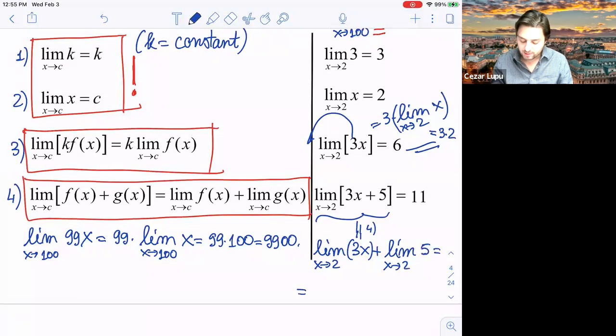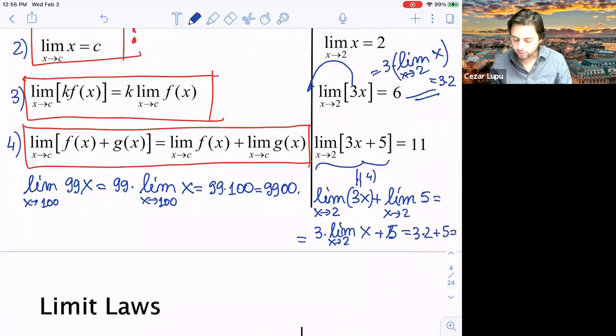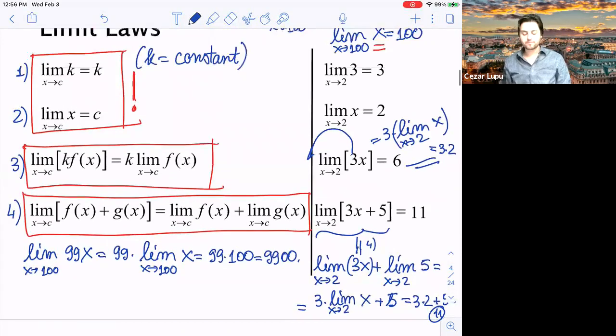Based on what we said, this is what? 3 times the limit as x approaches 2 of x, plus 5. Now you plug it in, so it's 3 times 2 plus 5, which will give us 11. It's exactly 11, what we wanted, right? So these are the details.